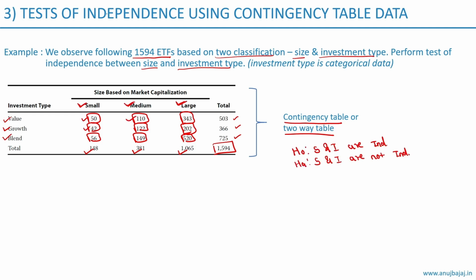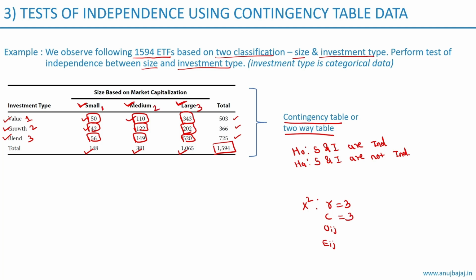Now let us calculate the test statistic. The test statistic is chi-squared, and to calculate it we require four things. We need how many rows there are in the contingency table, how many columns there are, the observed frequency in each cell and the expected frequency in each cell. In this case we have three rows, value, growth and blend. Let's name them 1, 2 and 3. And we have three columns, small, medium and large. Let's name them 1, 2 and 3.